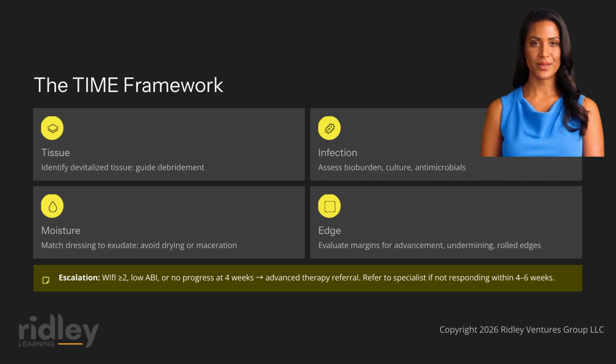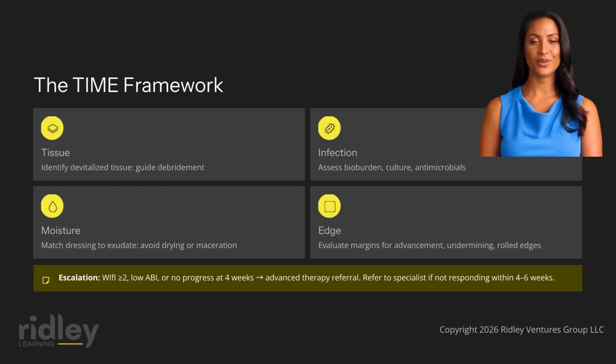Moisture balance requires matching dressing selection to exudate volume, with the goal of maintaining optimal wound hydration, neither too dry for cellular migration nor too wet for peri-wound skin integrity. Edge assessment evaluates wound margin characteristics, including signs of epithelial advancement, undermining, or rolled edges that may indicate chronicity or malignancy. The systematic wound assessment process extends beyond the TIME framework to include patient history, full physical examination, wound measurement and documentation, and identification of underlying etiologies.